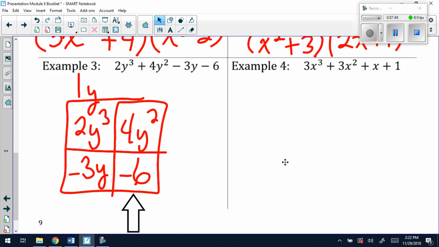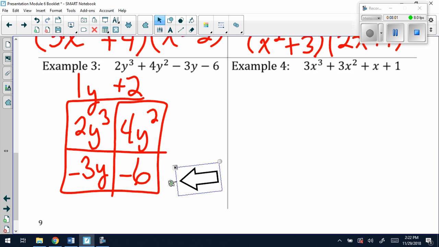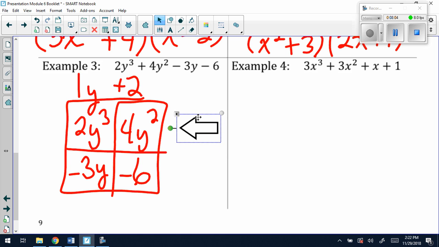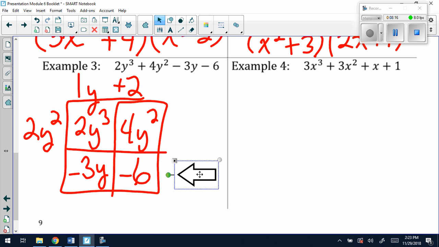This column, the 4 and the 6 have a 2 in common. I'm going to use positive because the closest box is positive. They don't have a y in common. Then I'm going to do this row. 2 and 4 have a 2 in common. They have a y in common. Smallest exponent is 2. And then this row, because the closest box is negative, I'm going to do negative. 3 and 6 have a 3 in common. They don't have a y in common.